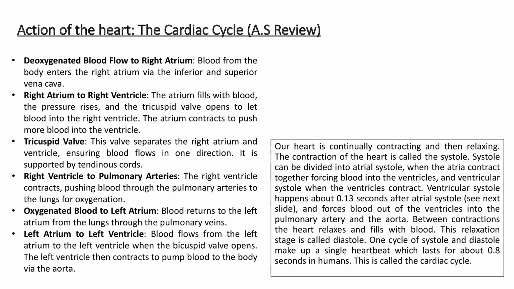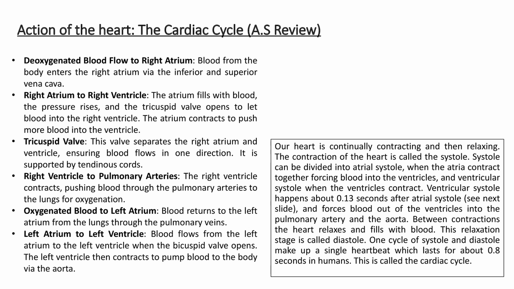The contraction of the heart is called the systole, and the systole can be divided into atrial systole, when the atria contract together and force the blood into the ventricles, and ventricular systole, when the ventricles contract. Ventricular systole happens about 0.13 seconds after atrial systole, and we will learn more about this in the next slide. It forces blood out of the ventricle into the pulmonary artery and the aorta.